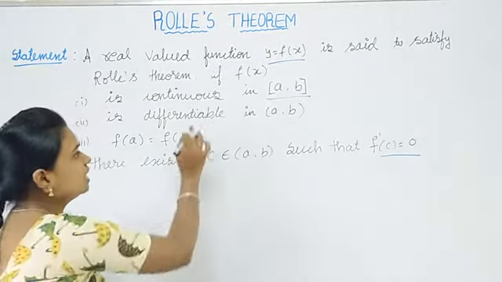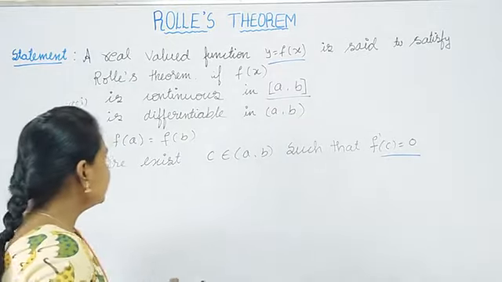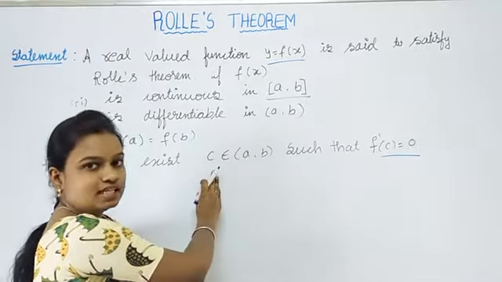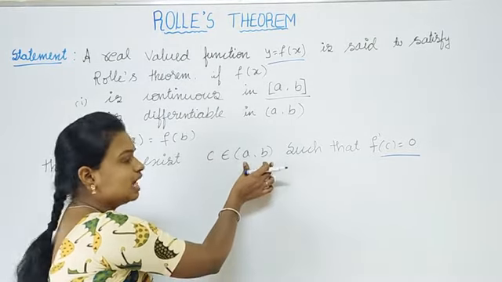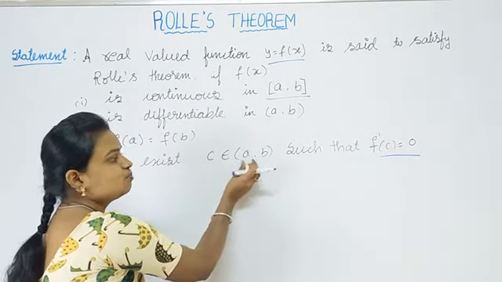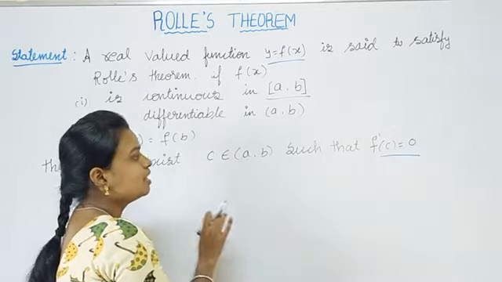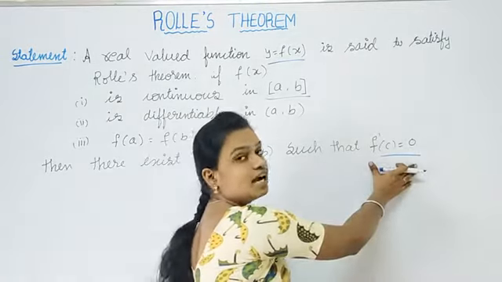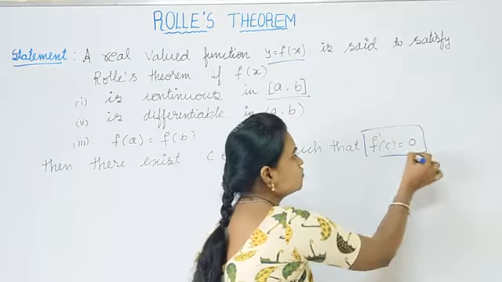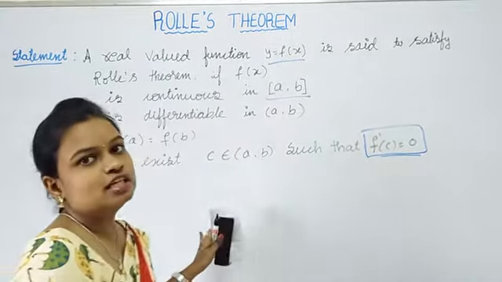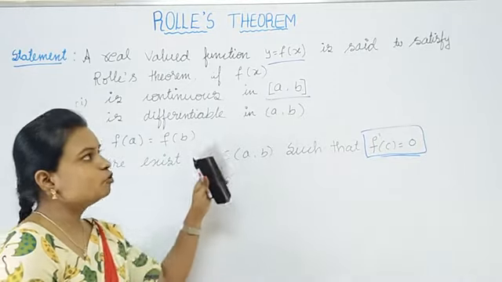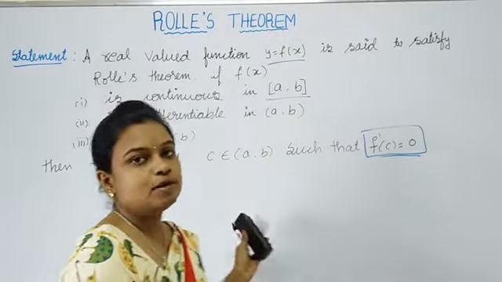If all the three conditions are satisfied, then there exists one element c, and that c belongs to open interval a comma b, which means c lies between these two numbers, such that f dash of c is equal to 0. In your class you don't need to prove this theorem, but you have to apply this theorem.